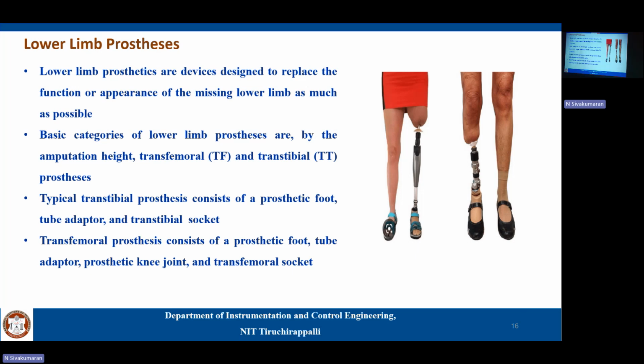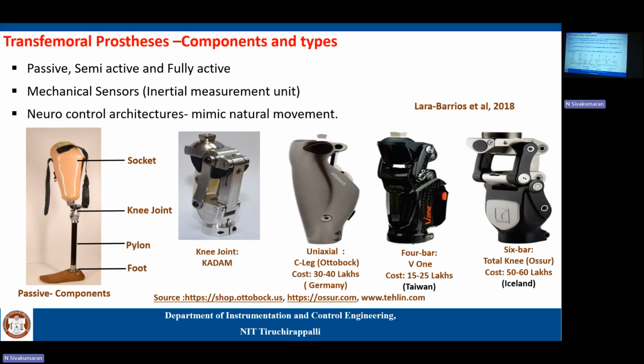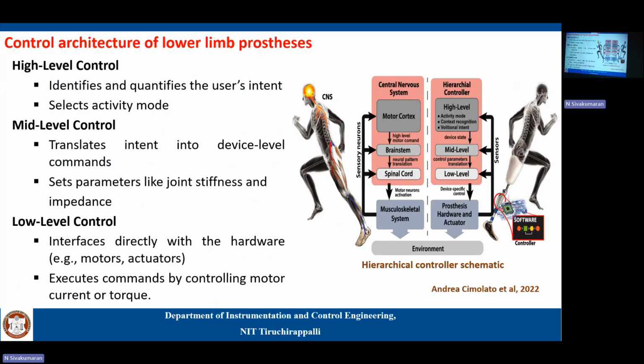But even though the limb is absent, still some activity is there, and that activity we use to actuate the prosthetic knee, so that the energy expenditure will be minimized. You can walk. So by the way, this is the architecture.